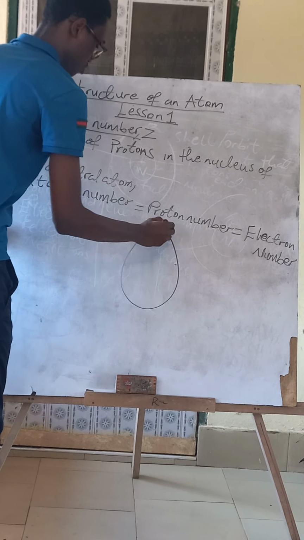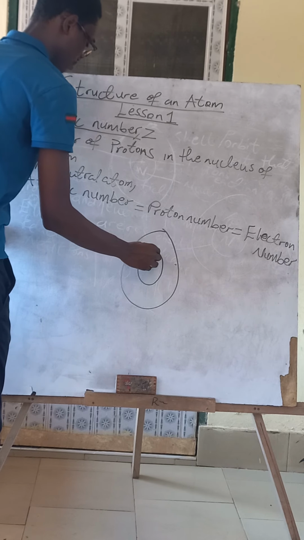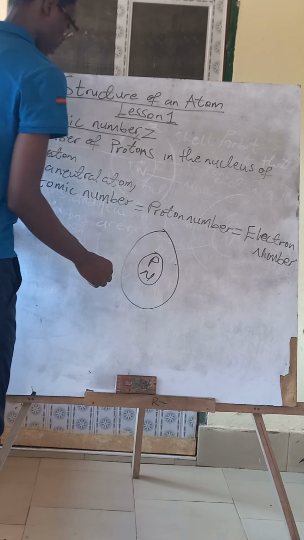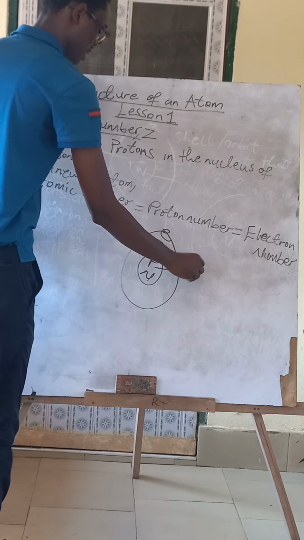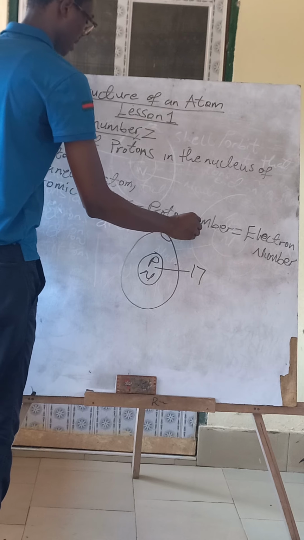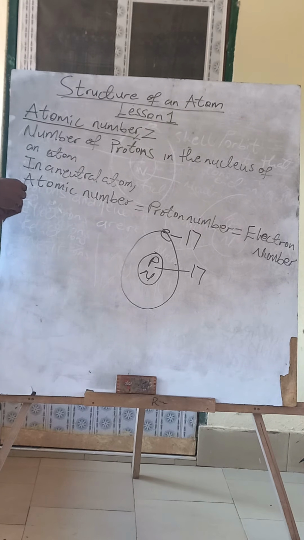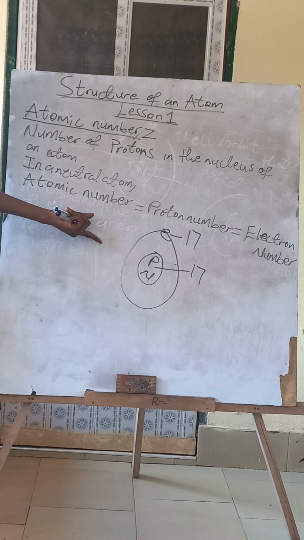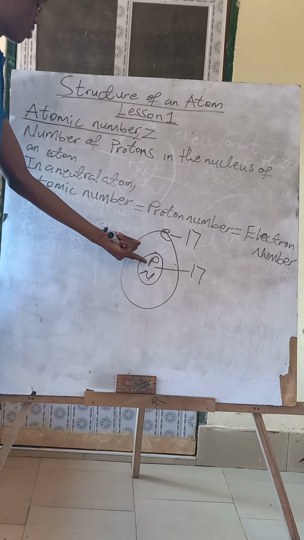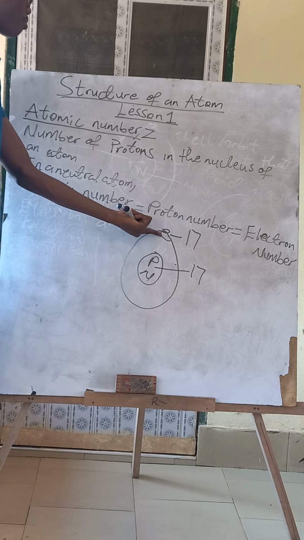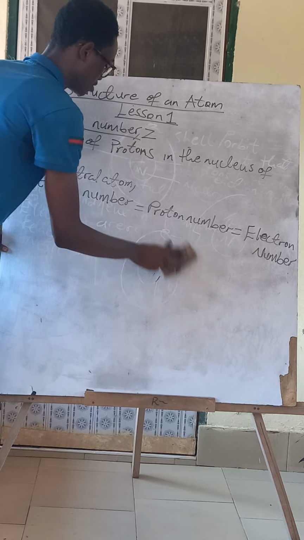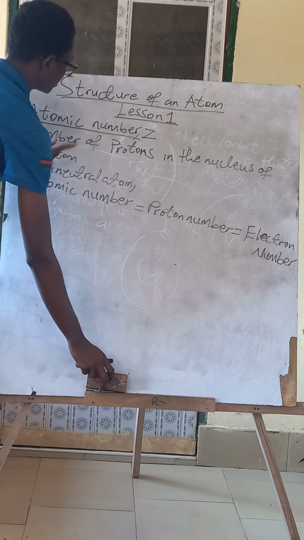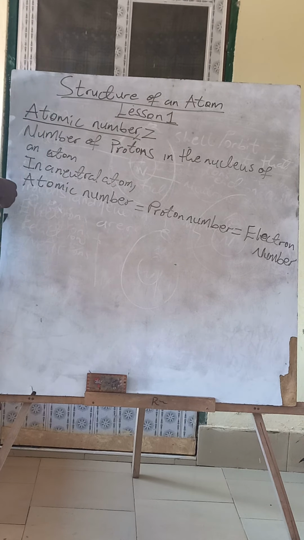So when you consider an atom like this, this is an atom, and we have electrons here. So if this atom has 17 protons, it means that it also has 17 electrons. This is true for an atom. In an ion, it is not the same, so please take note. If we say that the atom has 17 protons, it means that the number of electrons too are 17. And it is only true for an atom, not an ion. A symbol of atomic number is Z.